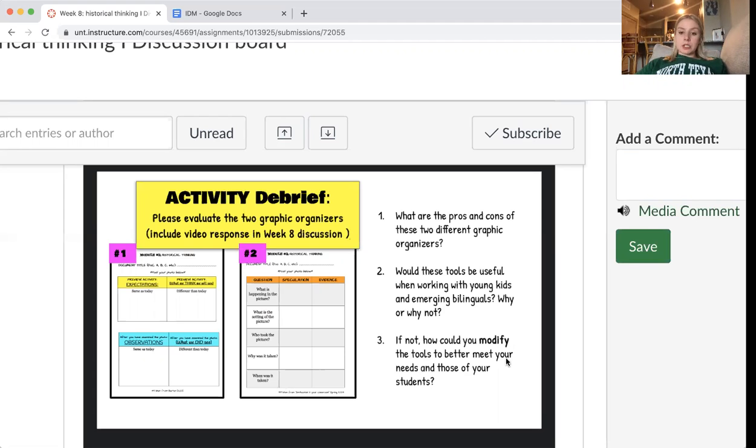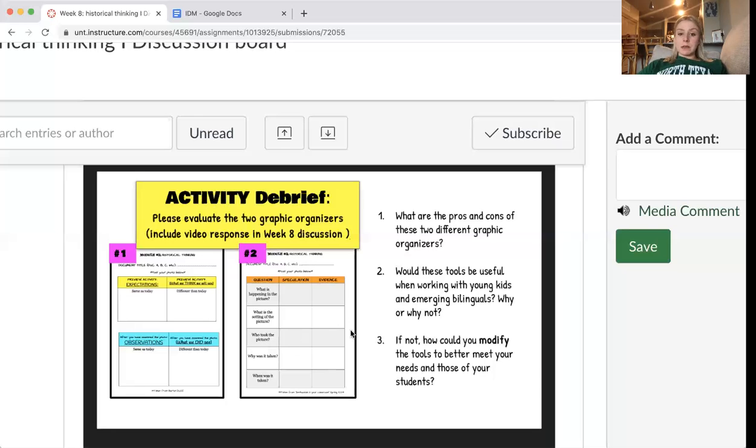If not, how could you modify the tools to better meet your needs of those students? For number two, what I would do to modify this was if you wanted to keep all five of those questions, you could get rid of the evidence column for the students, and that would be less work and less overwhelming, you know, things for them to do. It would just be easier overall.